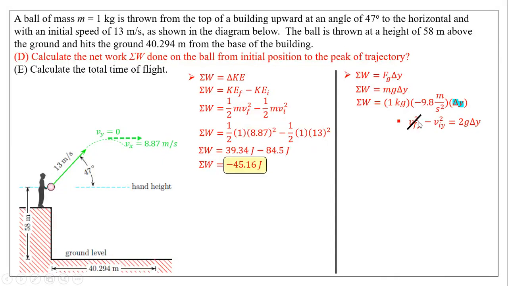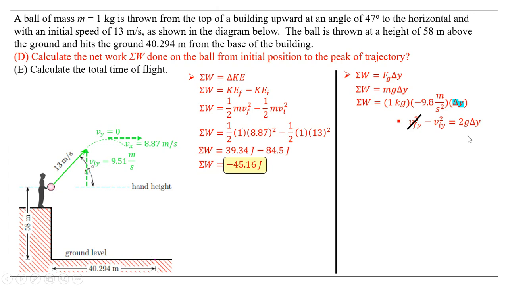Here, Vfy is going to cross out because at the peak, the V in the vertical direction goes to 0, as I have here in the diagram. Vy at the peak is 0. So I'm going to cross that term out. Earlier, I already found VIY. VIY, once again, in case you didn't follow along, is simply VI times sine of 47, which will give me 9.51. So here, once again, I have VIY already.